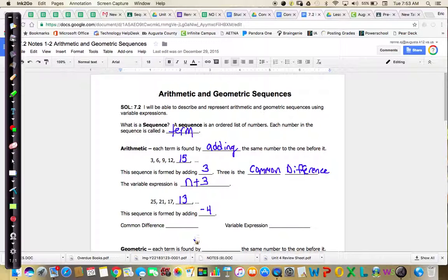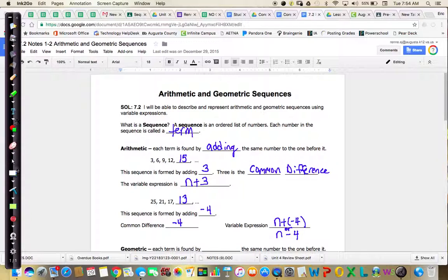So the common difference is the number that you're adding each time. So we can't say subtract 4. We have to say that the common difference is actually -4 because it's going down by 4 each time. The variable expression, there are two ways to write this. We can say n plus -4, or we can say n minus 4.